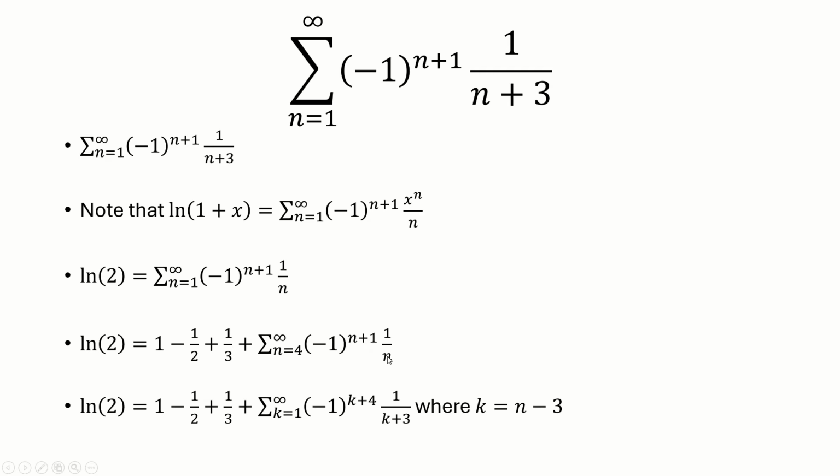And here I'm going to substitute k equals n minus 3. So when n is 4, k will be 4 minus 3, which is 1. And so for n plus 1, basically I just add 4 to both sides and get n plus 1 equals k plus 4. And then replace n with k plus 3.